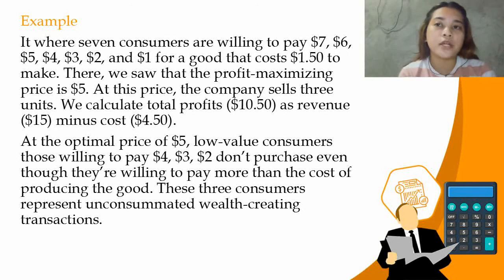At the optimal price of $5, low-value consumers, those willing to pay $4, $3, and $2, don't purchase, even though they're willing to pay more than the cost of producing the good. These 3 consumers represent unconsummated wealth-creating transactions.